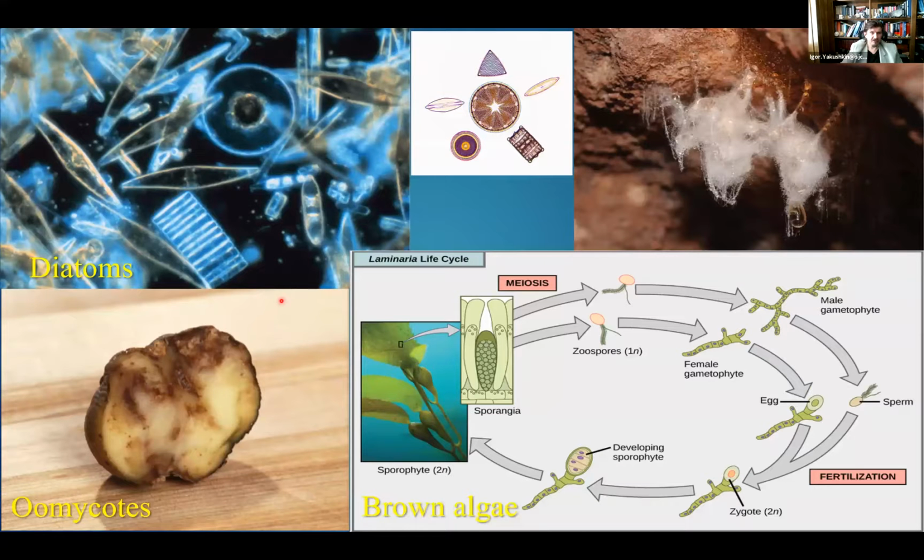Now here we have some of the diatoms. As you can see, they are made out of glass, literally silicon dioxide, and this is a picture of the diatoms you will see in the lab. This is the brown algae, kelp, and as you can see, the reproduction cycle is very similar to what we'll see later on in plants. And now those guys, Oomycetes, the water mold, so to speak.